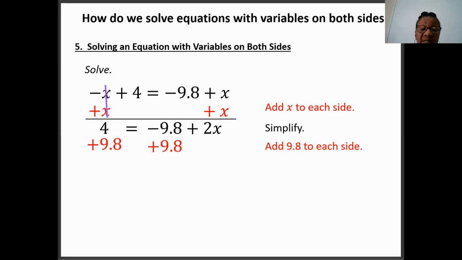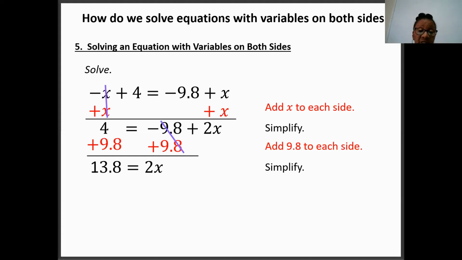4 is what? 4 is a whole number. 9.8 is a decimal. The 9 is a whole number. So remember, when adding decimals, we must line up the digits in the correct column, right? And so the minus 9.8 will be canceled out. And so now we're left with our work to be simplified, and 4 plus 9.8 will give us 13.8 plus 2x.